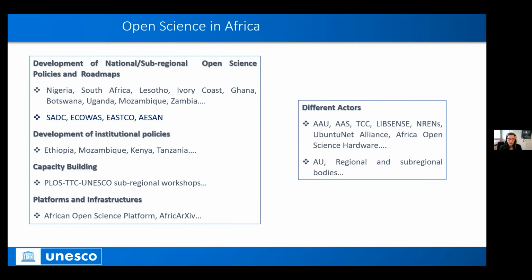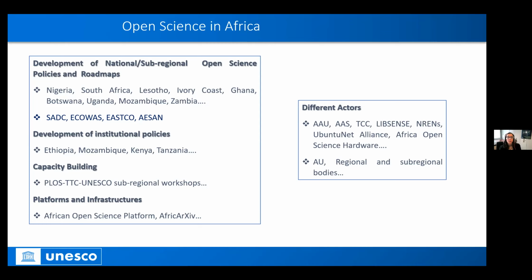So a little bit more on Africa. As I said, there are different national and sub-regional open science policies and roadmaps, instruments that are being developed in Nigeria, and maybe you can tell me more where that is. South Africa, Lesotho, Ivory Coast, Ghana, Botswana, Uganda, Mozambique, Zambia. So lots of different countries in different parts of the continent looking into open science and developing it in its own way.